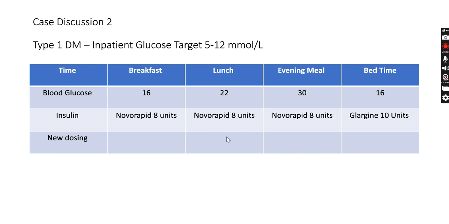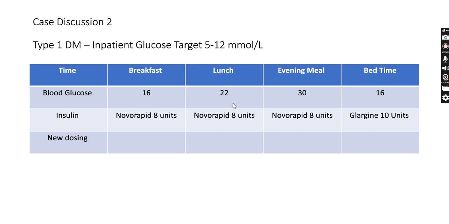So how are we going to adjust? Let's say 16 is the patient's glucose. We're targeting 12. So 16 minus 12, we will get 4. So you are going to find at least 4 millimole of glucose. 1 unit of insulin covers 2 millimoles, so you will need an additional 2 units of insulin. So the new regime will be: breakfast becomes 10.